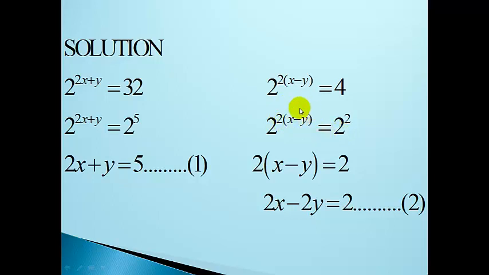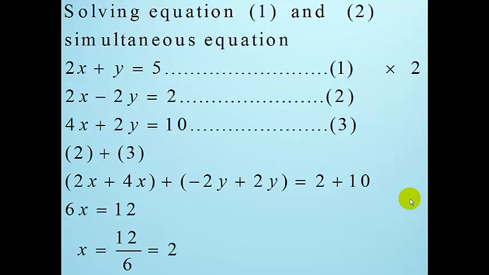The exponent on the left hand side is 2 into bracket x minus y, and the exponent on the right hand side is 2. So we have 2 into bracket x minus y equals 2. Now we expand the bracket. We multiply 2 by x, and that is giving us 2x. 2 times minus y is giving us minus 2y, and this is equal to 2. Let this be our equation 2.